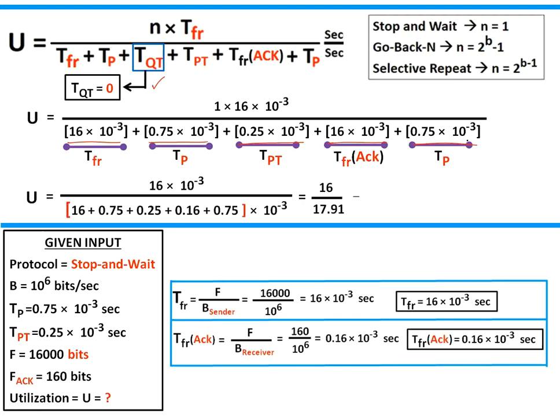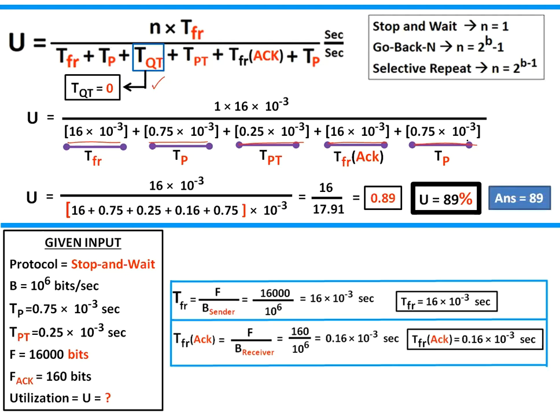If you sum up these things, it will be 0.89. That will be 89% is the utilization, guys. Utilization will be 89%.